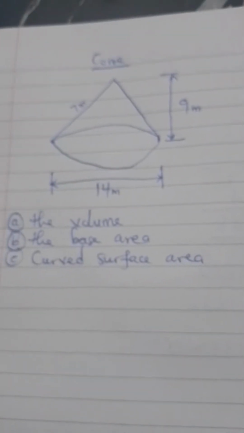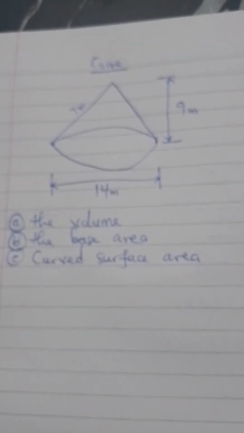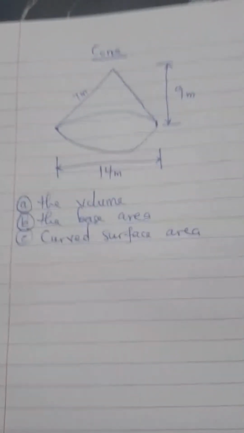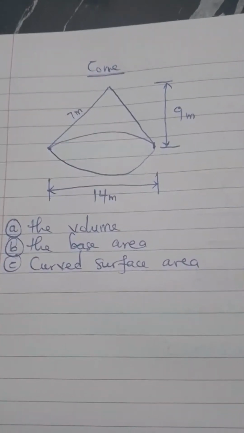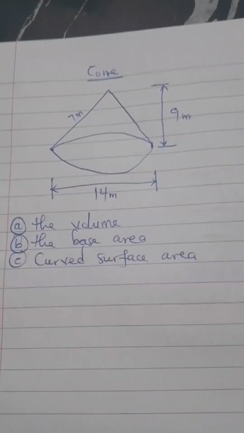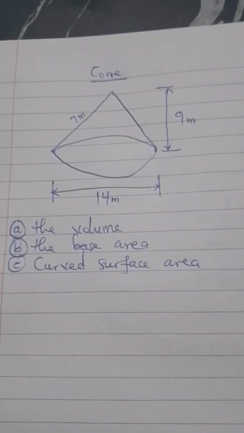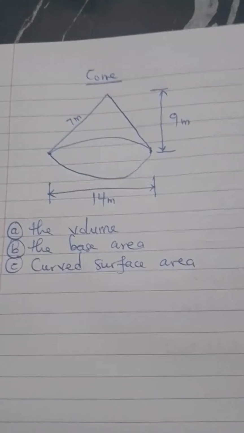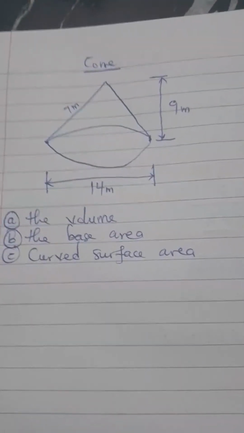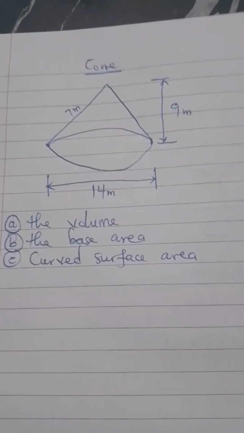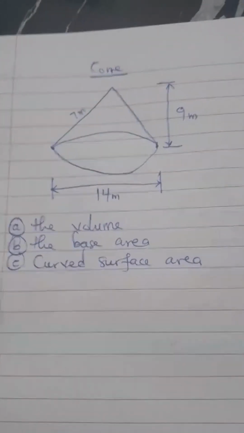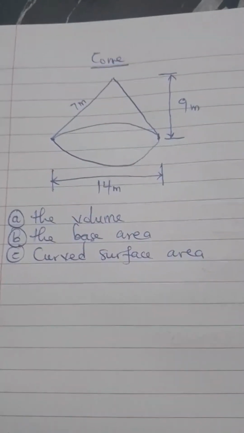Right, we want to move to the next topic. Yeah, this is it. Cone. Yes, that is also for grade 7 to 8. So here we can see clearly that we have a diameter there, 14. The diameter is 14. The perpendicular height is 9. Then the slant height is 7. The slant height is 7.